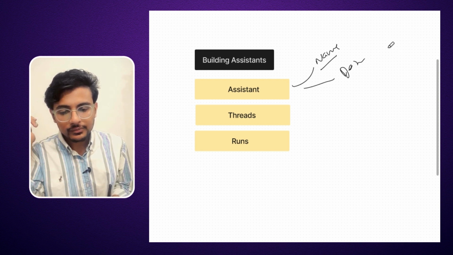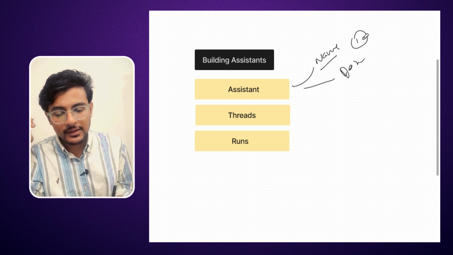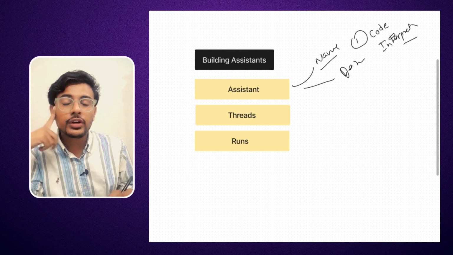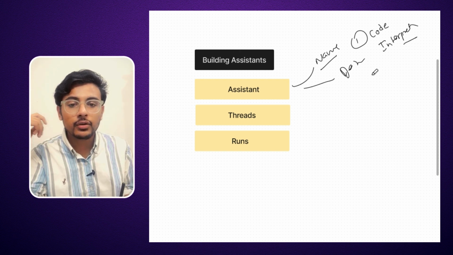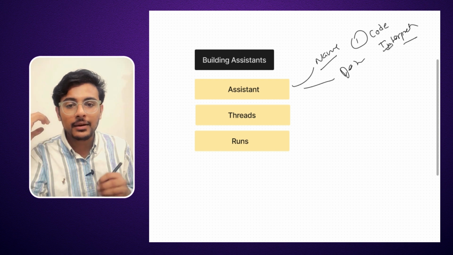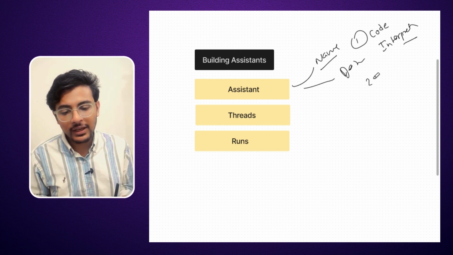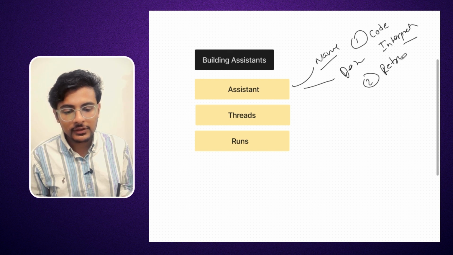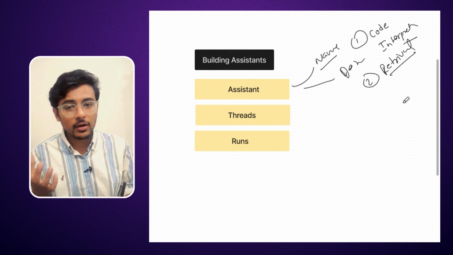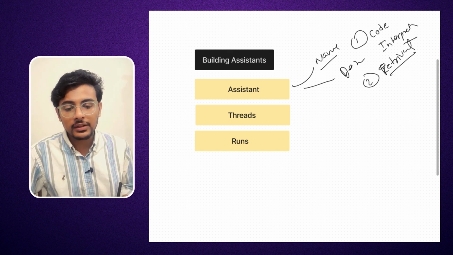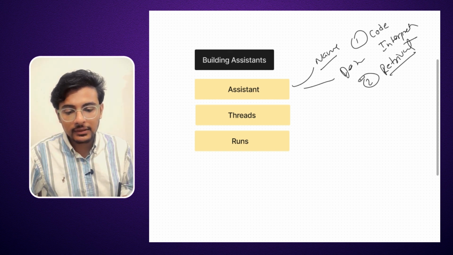Okay, so the very first thing is code interpreter. So what this code interpreter does, this code interpreter is going to solve mathematical problems and problems related to programming. Okay, and the second thing we have is retrievals. So we can pass our own knowledge, we can pass our own document along with this name and description. And the third thing we have is function calling.